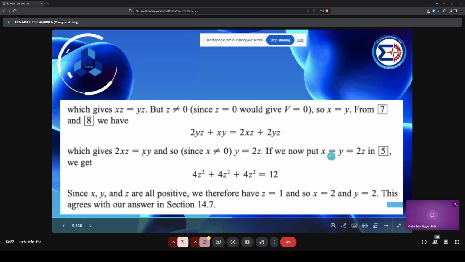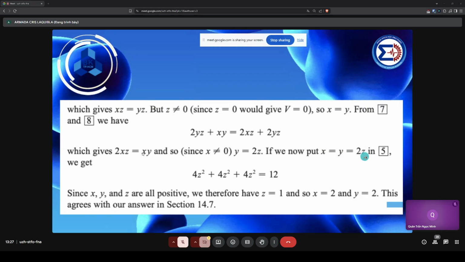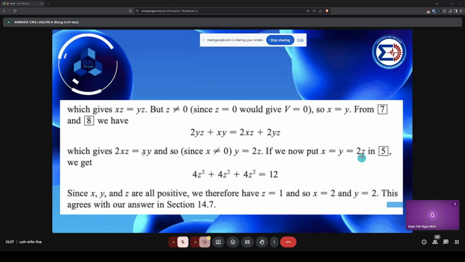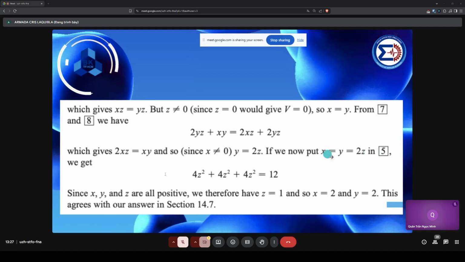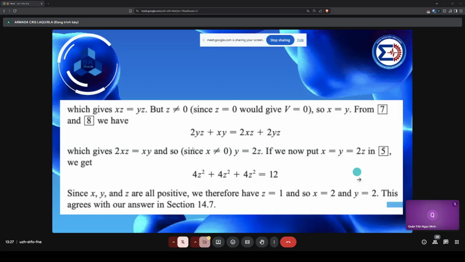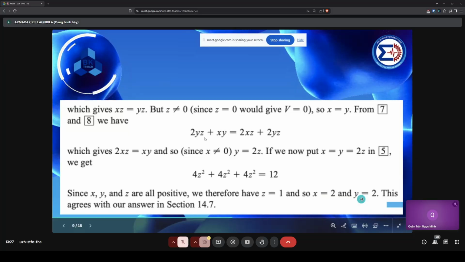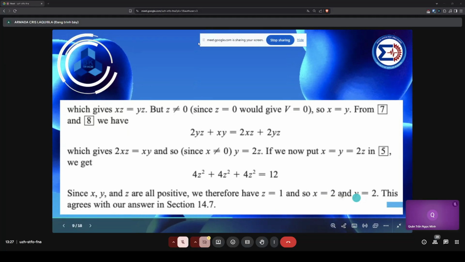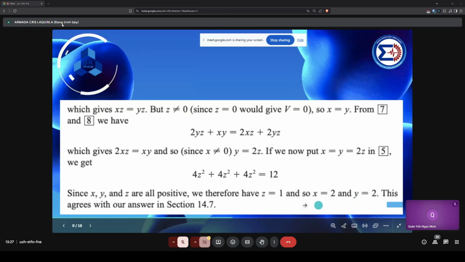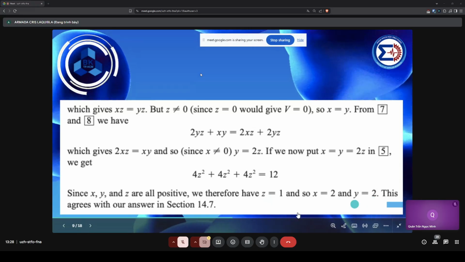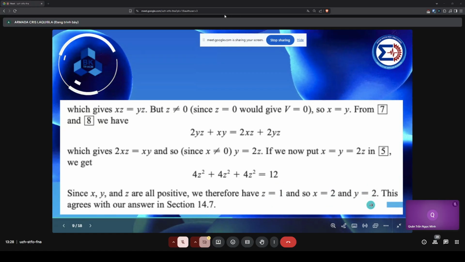Now you substitute it here. Your x equals y equals 2z. So your z is 1. Therefore, 2z is equal to 2 times 1 is equal to 2. Therefore, both x and y are equal to 2. So here, x equals 2 and y equals 2. So you have your values now of your z, x, and y. They are not zeros. We have here 1, 2, and 2.